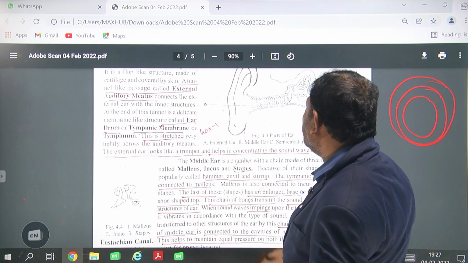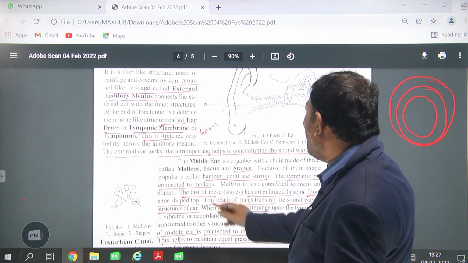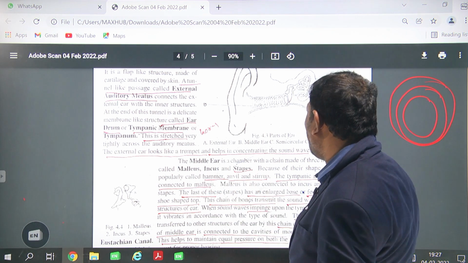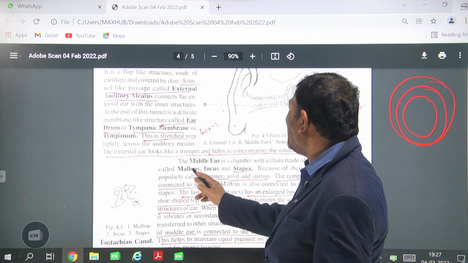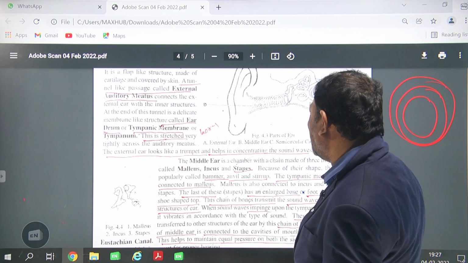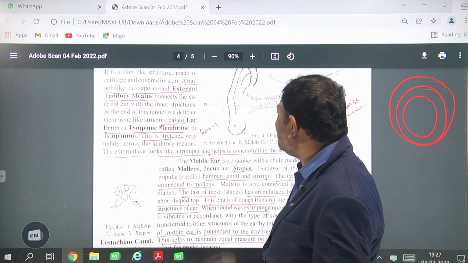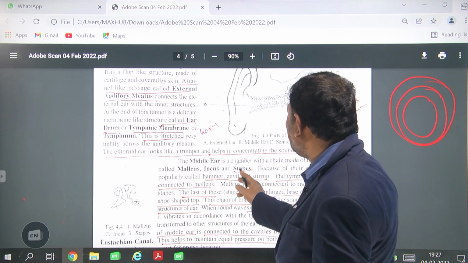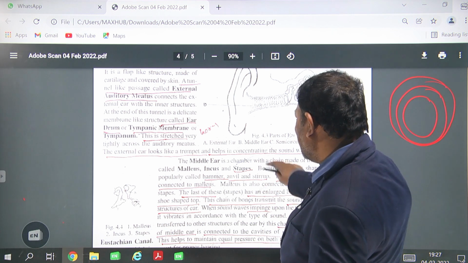In the middle ear, the malleus, incus, and stapes are present. The malleus is connected to the tympanic membrane, or tympanum, or eardrum. The incus is connected to the malleus, and the stapes is connected to the incus.